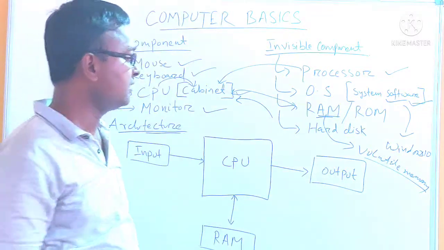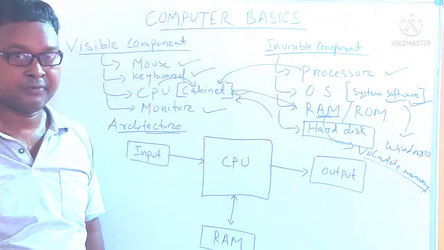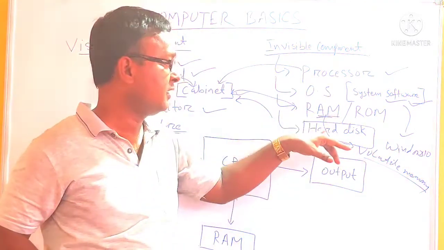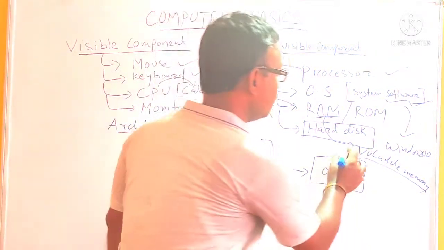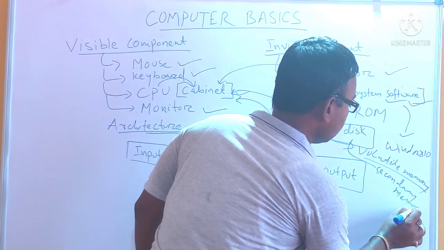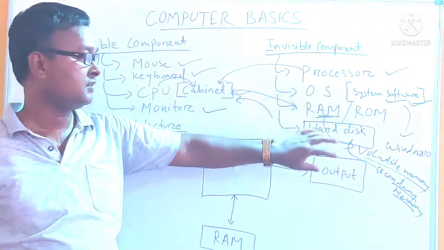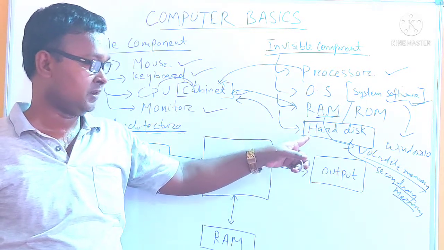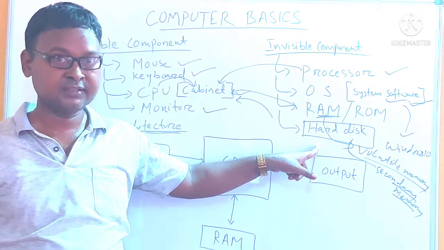So hard disk is a secondary memory. It is also a memory. Like your RAM, random access memory, which we call a primary memory, your hard disk is also a memory, which we call a secondary memory. So it's a primary memory, it's a secondary memory. One thing to remember is that hard disk, which is a secondary memory, is a non-volatile memory.